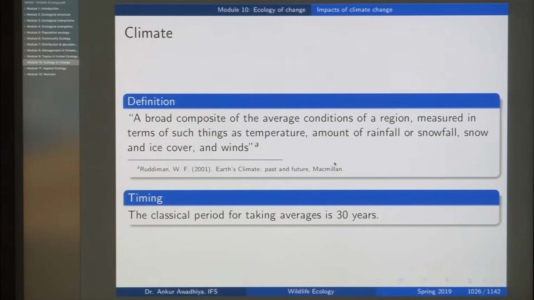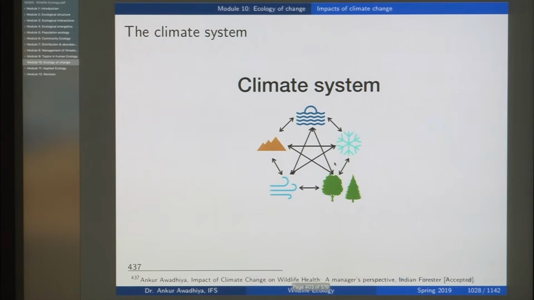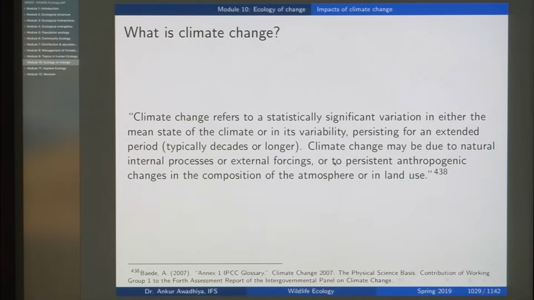So, climate is defined as a broad composite of the average conditions in a region, measured in terms of things like temperature, amount of rainfall, snowfall, snow and ice cover and winds. So, this is a long term average, and the classical period of taking the average is 30 years. It has 5 components: the hydrosphere, lithosphere, atmosphere, cryosphere and the vegetation, which is the biosphere. And all these components interact with each other, and when they interact, they form the climate system.